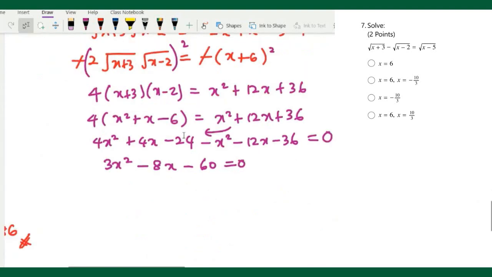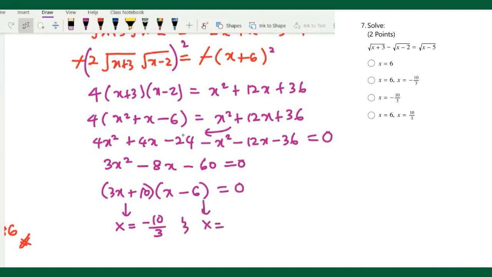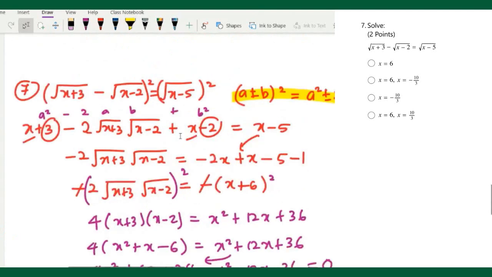Next, factorize into 2 linear factors of 60 and 6. So minus, plus. We check 3x squared minus 60 minus 18 plus 10 minus 8. Okay, correct. So from here we end up having x equals to negative 10 over 3 and x equals to 6. We are not done yet as this question is originally of the third form.